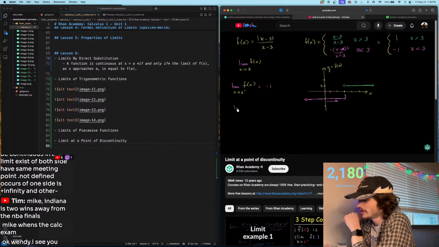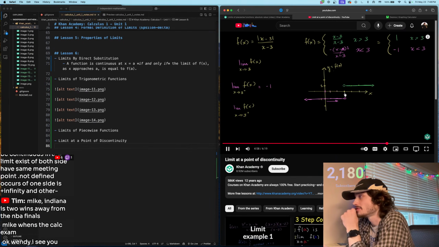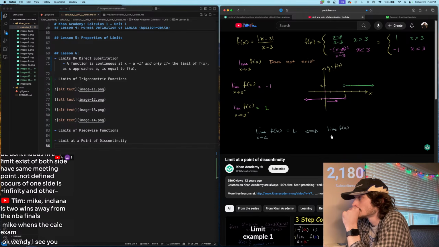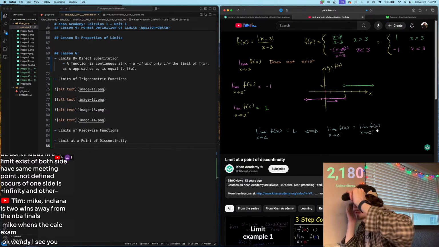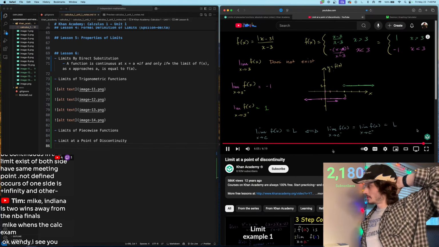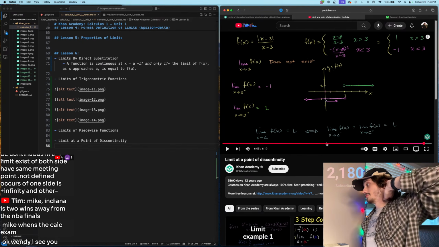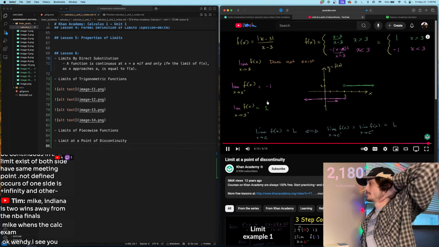Now let's think about approaching from the right, from values like 3.000001, where f of x is equal to 1. The limit of f of x as x approaches c from the negative direction must equal the limit of f of x as x approaches c from the positive direction, which is equal to L. Here we did not get the same limits when we approach from either side, so the limit does not exist.